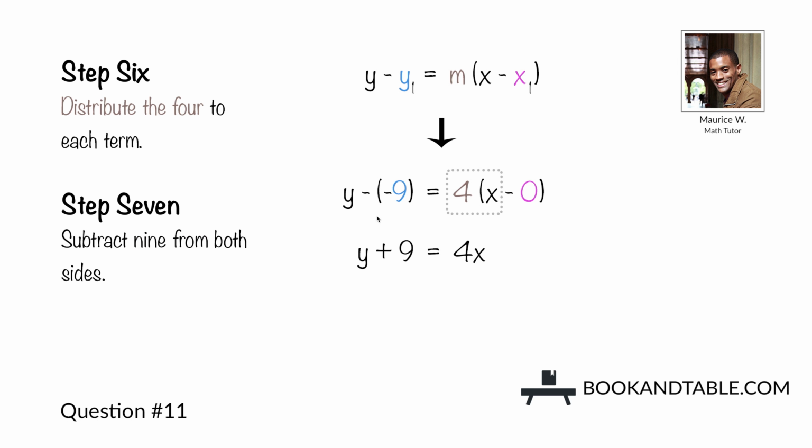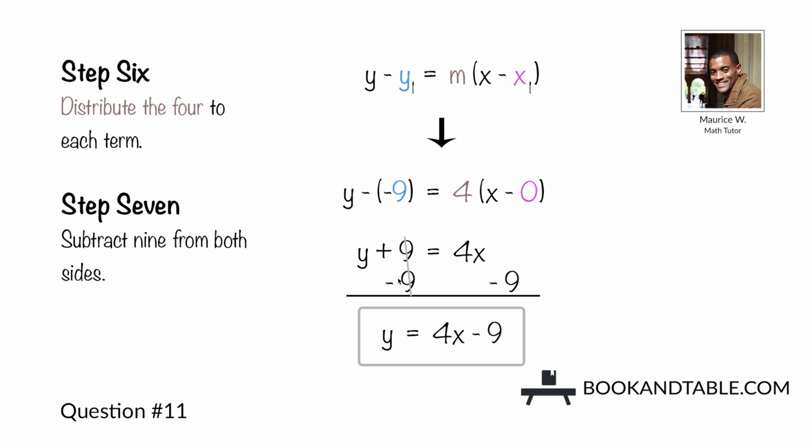Step 6, distribute the 4 to each term. 4 times 0 will be 0, so we won't need to do that one. 4 times x gives us 4x. So we wind up with y plus 9 is equal to 4x. We want to get rid of this 9. So step 7, subtract 9 from both sides. And we get y is equal to 4x minus 9.